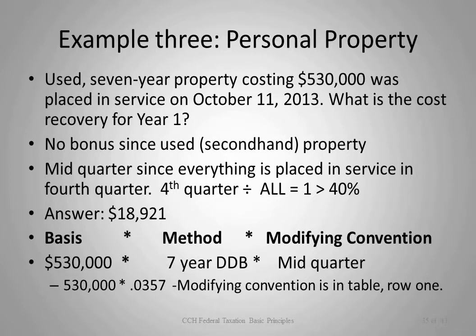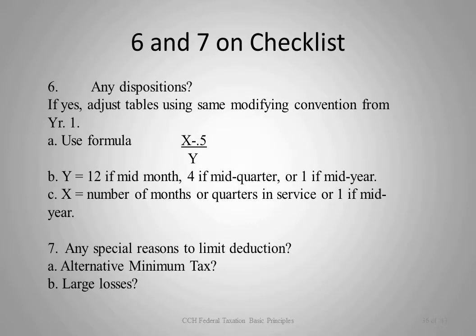All right. A couple more examples. All right, 6 and 7 on the checklist. We've already alluded to dispositions. You need a modifying convention in the year you acquire, and you need one in a year of early disposition. So if I told you it was sold, that is your signal that you need to use line number 6 to determine your modifying convention. So it's always mid-year, mid-quarter, or mid-month.